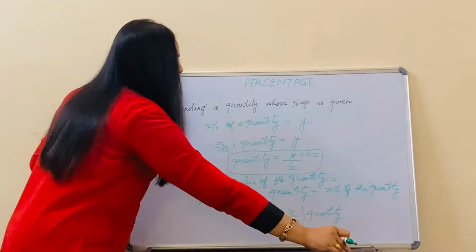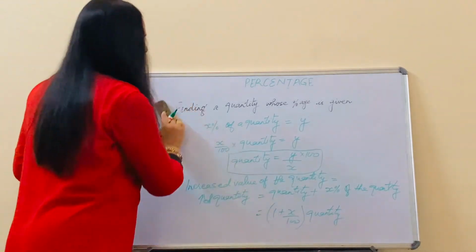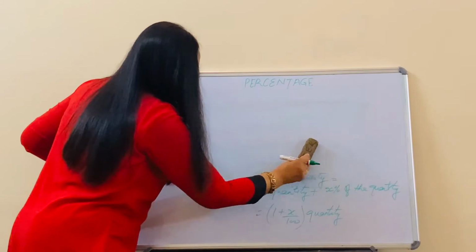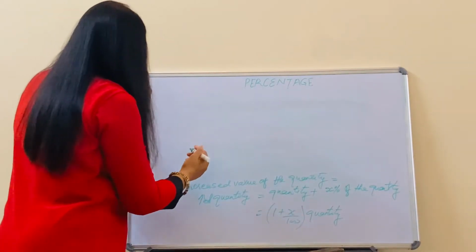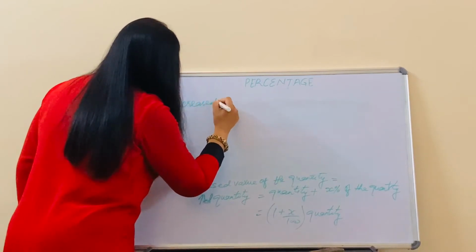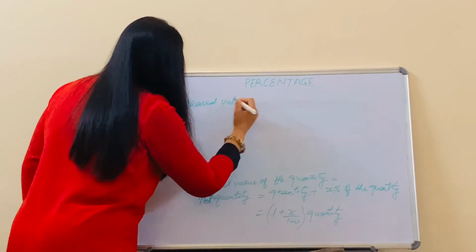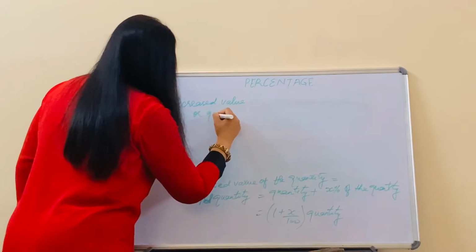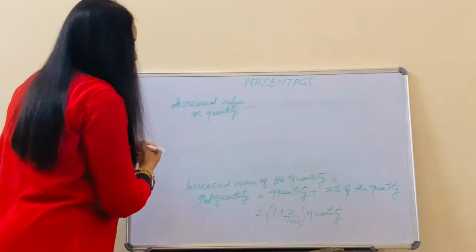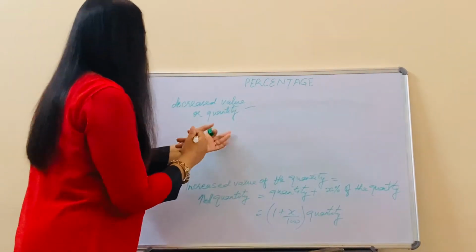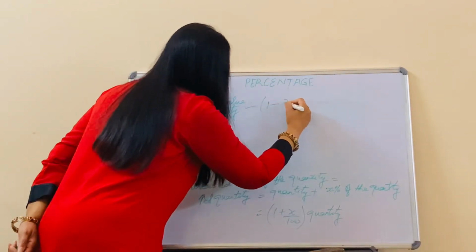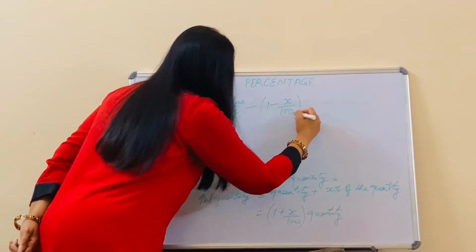In the same way, we can calculate the decreased value of the quantity whose value is decreased by X%. The decreased quantity can be calculated by a simple formula again. We'll have 1 minus X upon 100 into quantity.